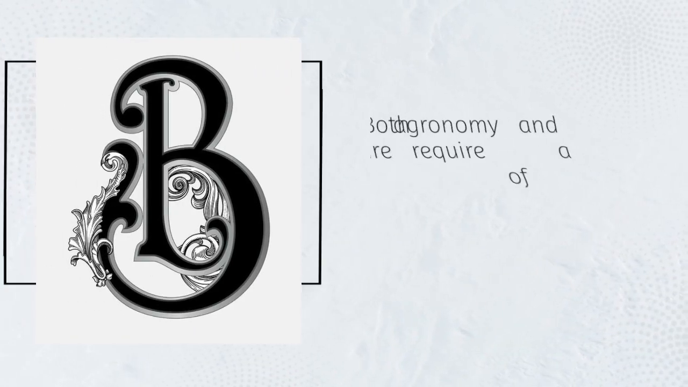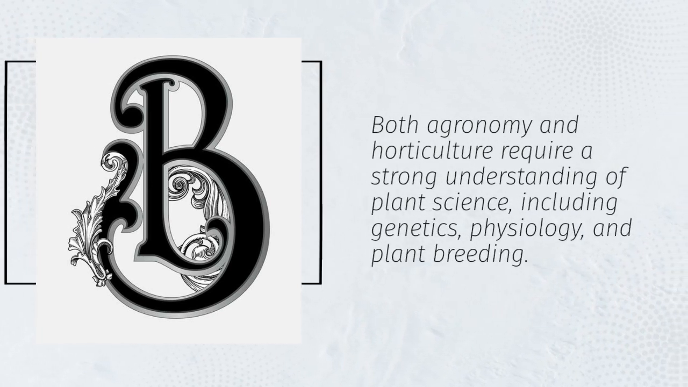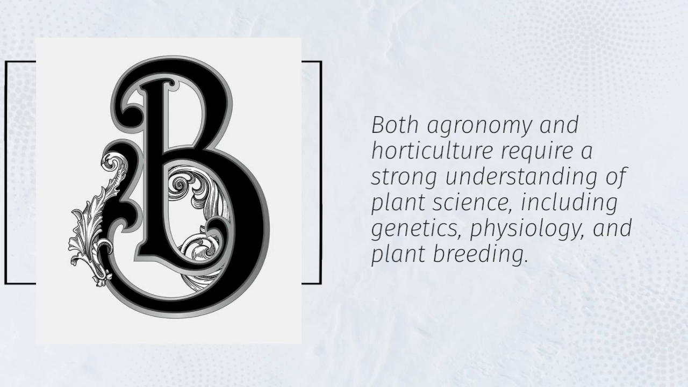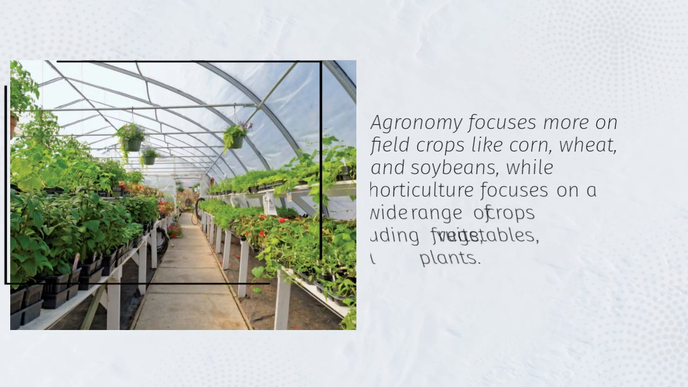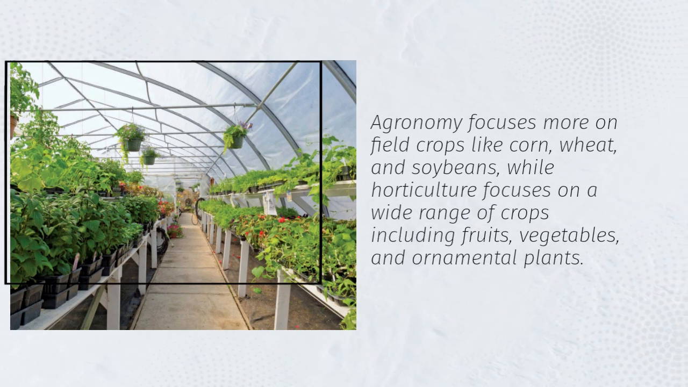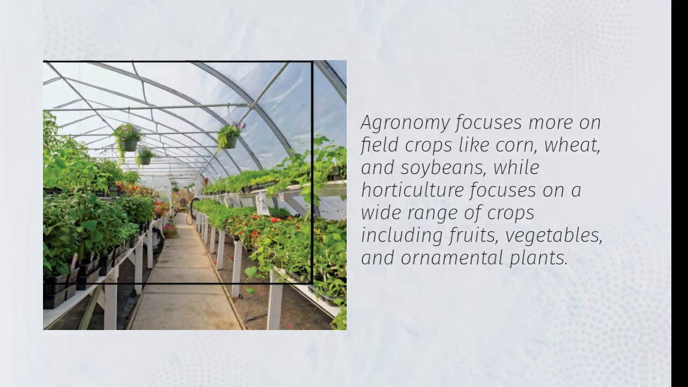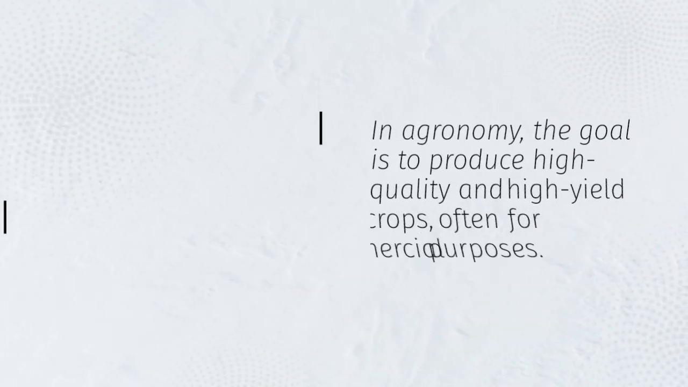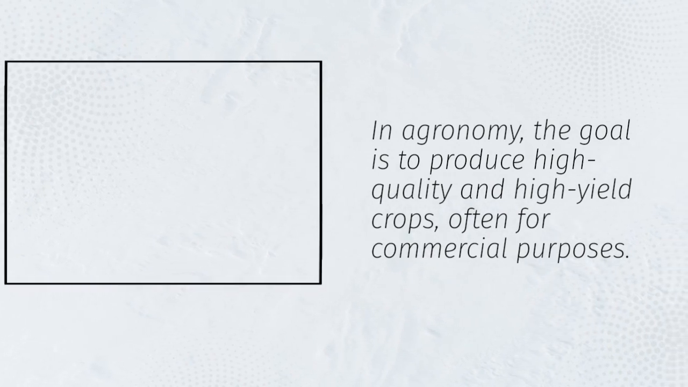Both agronomy and horticulture require a strong understanding of plant science, including genetics, physiology, and plant breeding. Agronomy focuses more on field crops like corn, wheat, and soybeans, while horticulture focuses on a wide range of crops including fruits, vegetables, and ornamental plants. In agronomy, the goal is to produce high-quality and high-yield crops, often for commercial purposes.